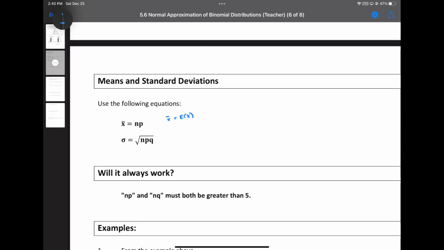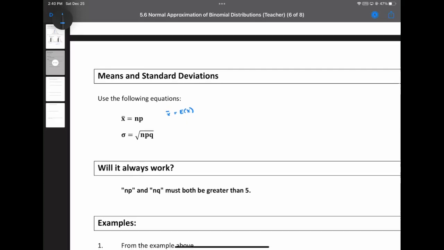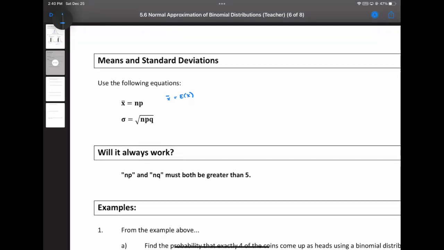So in much the same way, we kind of have a rule on how to determine whether or not our normal approximation of the binomial will be good. And it's basically just that np and nq must both be greater than 5. Why is it 5? That's the number that seems to work. Again, it's an approximation, so technically it always works. It's just how well it works.